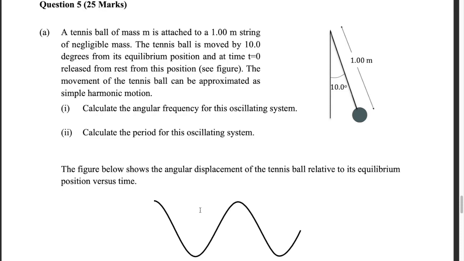So it says a tennis ball of mass m is attached to a 1 meter string of negligible mass. That's a hint that this is a simple pendulum. The tennis ball is moved by 10 degrees from its equilibrium position and at time t equals 0, released from rest. The movement of the tennis ball can be approximated as simple harmonic motion. Parts 1 and 2 calculate the angular frequency and the period for this oscillating system.